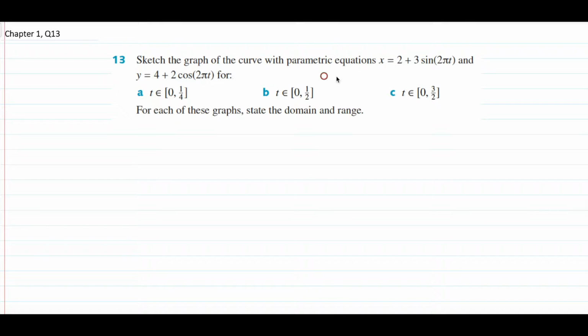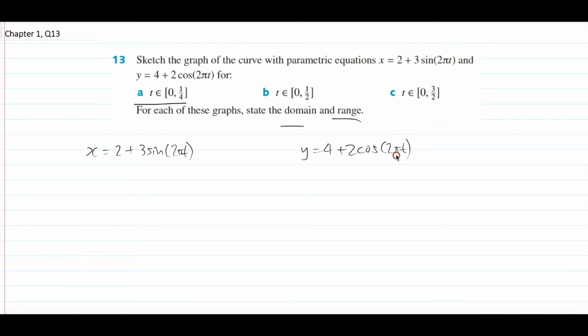Question 13, we are sketching a graph of these pair of equations, parametric equations. We will just be doing question A because B and C are pretty much just a repeat of question A. We also have to state the domain and the range, very common in a parametric equation question. Okay, let's get into it. So I'll just write out the pair first.